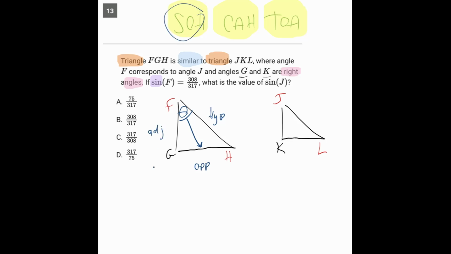Now, right here, SOH, if sine is opposite over hypotenuse, and here we're told that that's 308 over 317, then the opposite can have the 308, and the hypotenuse can have the 317.